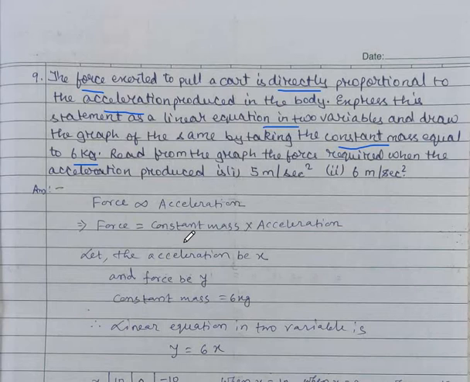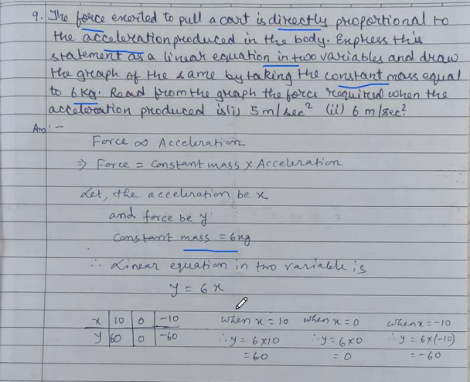Now to make the linear equation in two variables, let the acceleration be x, force be y, and constant mass, it is given in the question, 6 kg. So force I have taken y, constant mass 6, acceleration x. So linear equation in two variables I am getting: y equal to 6x. Please be perfect.